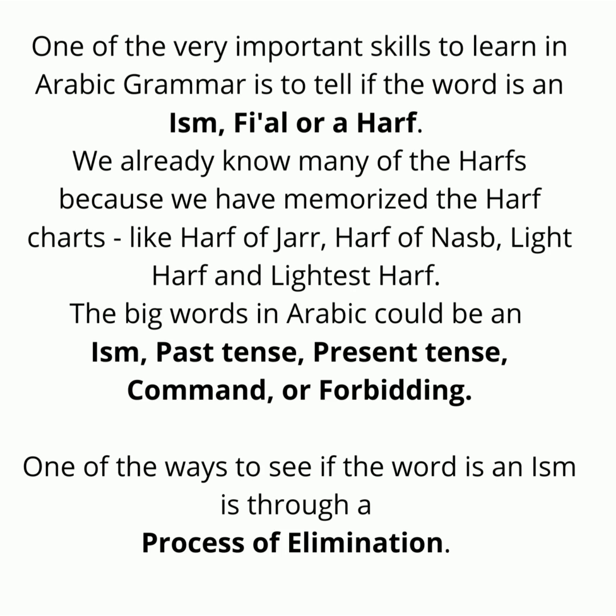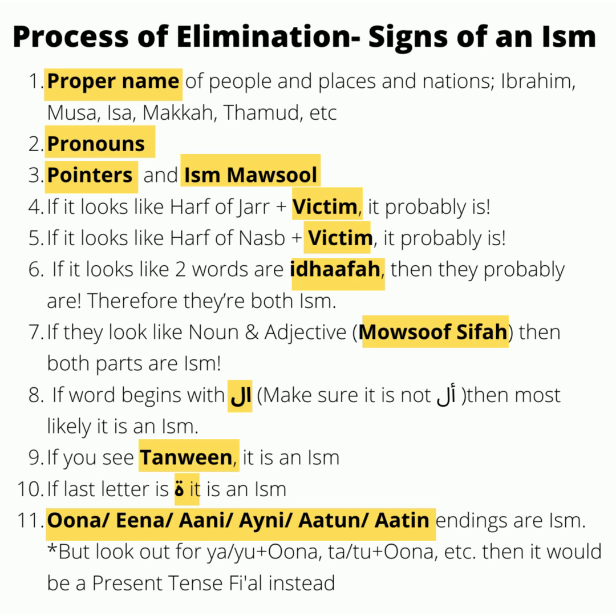One of the ways to see if the word is an ism is through a process of elimination. In this process, we look for signs of an ism. A proper name of people, places, or nations would be an ism. For example, Ibrahim, Musa, Isa, Makkah, Thamud, etc.